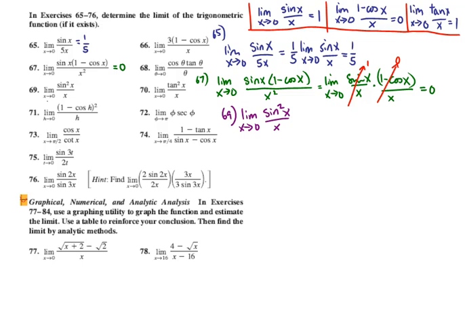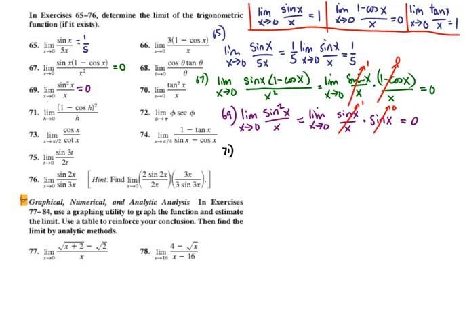In problem number 69, we have the limit of sine squared of x over x. If we split this up, we get the limit as x approaches 0 of sine x over x times sine x. Again, the limit of the product is equal to the product of the individual limits, and that first limit would be 1, whereas the second limit, plugging in x equals 0 into sine of x, gives us 0. And so this result, again, is 0.